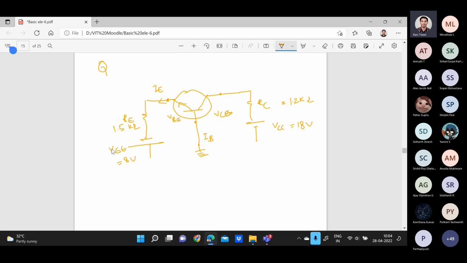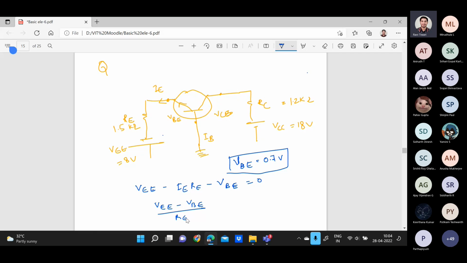Okay, so if you apply the KVL here in this loop, I'm just changing the color so it will be visible to you. If you apply KVL here, you will get VEE minus IERE minus VBE. Now question is what you have to take in terms of VBE. If VBE is not specified in the numerical, you have to assume as 0.7 volts always. It's fixed actually. So if you apply it here, you can find out the value of IE, right? VEE minus VBE divided by RE will be your IE.